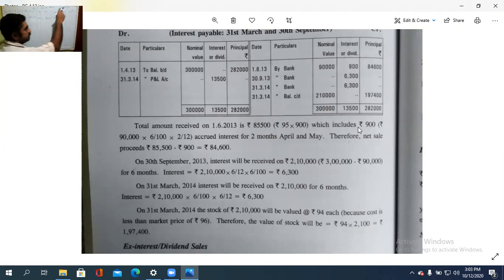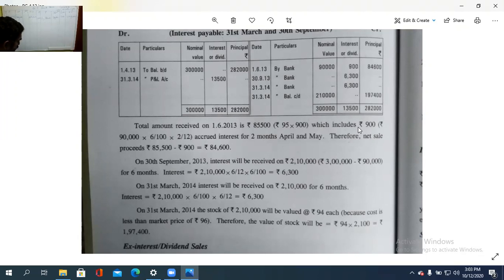Then this 900, what is that? 90,000 at 100 face value of the share. So it is 900. That 900 into 95 is 85,500. That 85,500 includes what? It includes this amount, 900, so the interest is included in this. Clear? So once again I will explain to you.